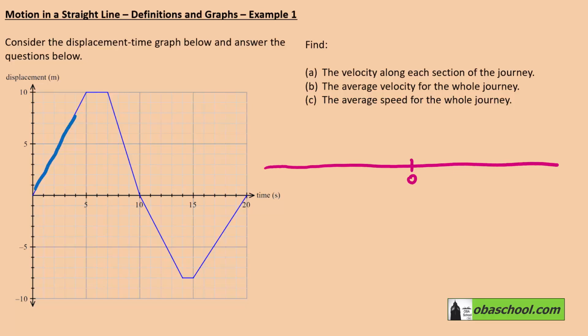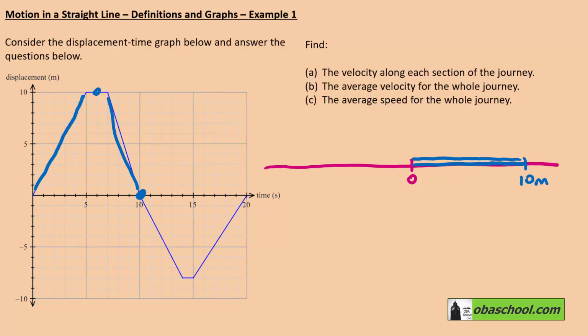Then along this section here of the graph, the object under consideration is travelling away from O until it gets to a point which is 10 meters away from O. It then stops there for a short period of time, 2 seconds, and then it starts to head back towards O. When it gets to here, it's going through O.